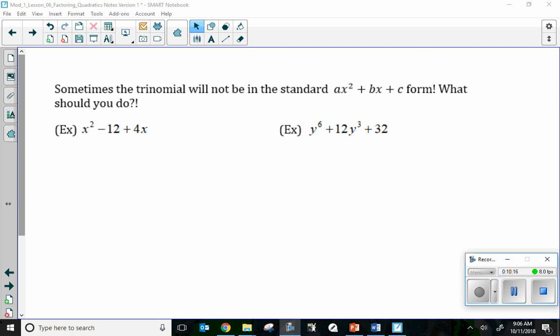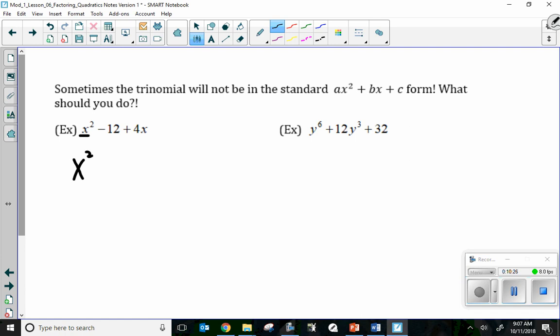What happens if it's not written in standard form? What happens if it looks weird? Well, this first example, just rewrite it in standard form. My x squared comes first. Then I have 4x. And now I have minus 12. There you go, standard form. Perfect. This is 1x squared. I'm good to go. I'm going to write my parentheses.